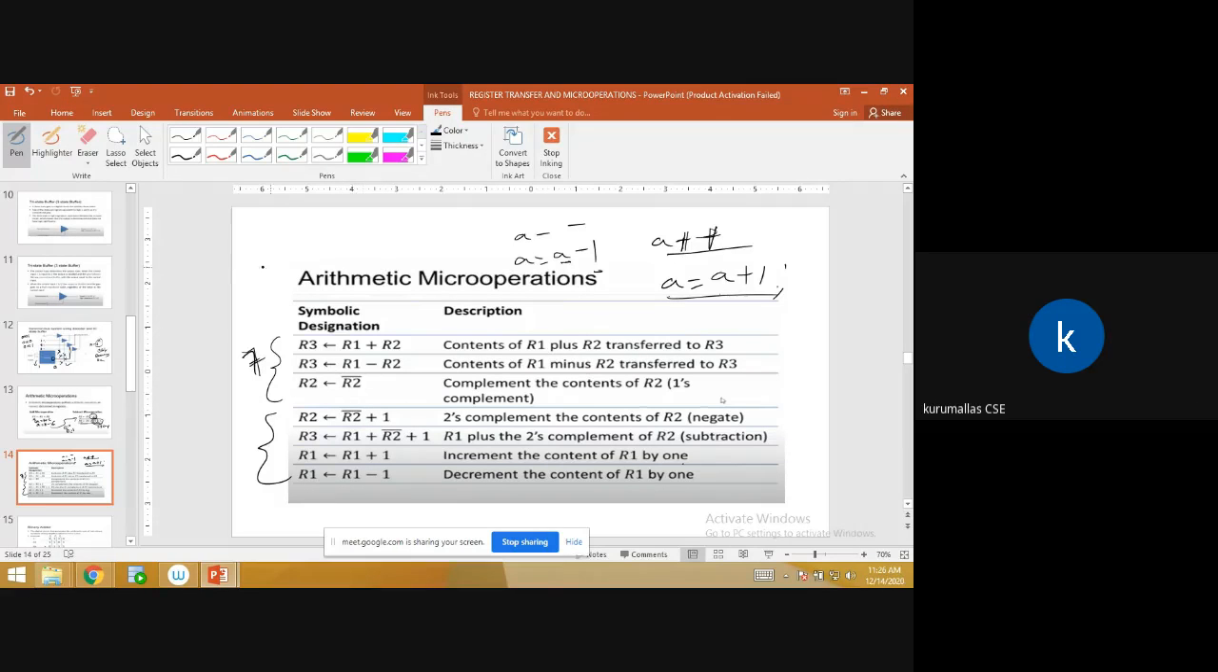If you give, for suppose R2 equal to 0, I need to do that. What is that? One's complement. So how to do 0? What is one's complement? 0 is replaced with 1. R1 plus R2 bar plus 1, which means the R2 complement plus 1. This means 1's complement. For suppose R2 equal to 0, 1's complement is 1. If you add one more 1, that is 2's complement.